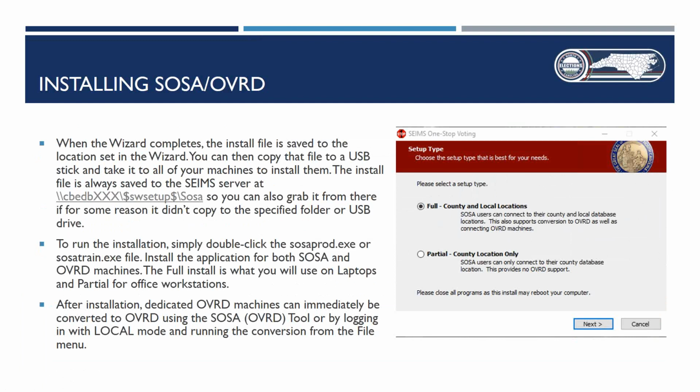The full install is what you're going to want to put on your laptops, because that has county and local connectivity. The partial install is going to go only on your desktop workstations in your office. And then, as I mentioned a little bit earlier, if you have dedicated over machines, you can immediately convert those to OVRD either by logging in local mode, skipping all the stuff about setting a site and just going straight up and converting to OVRD, or you can use the SOSA OVRD tool to convert to OVRD.